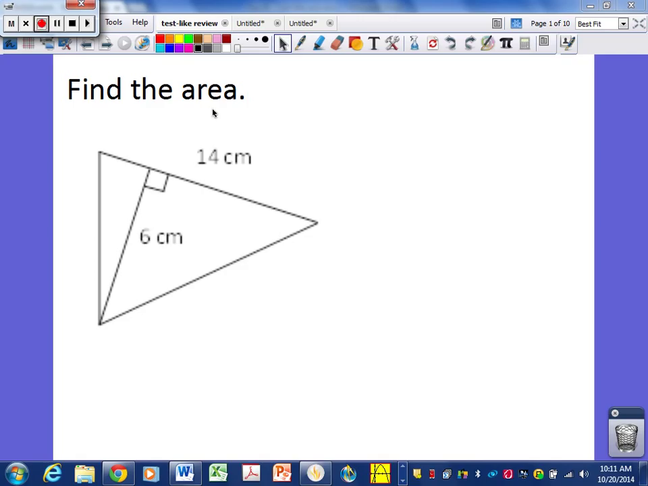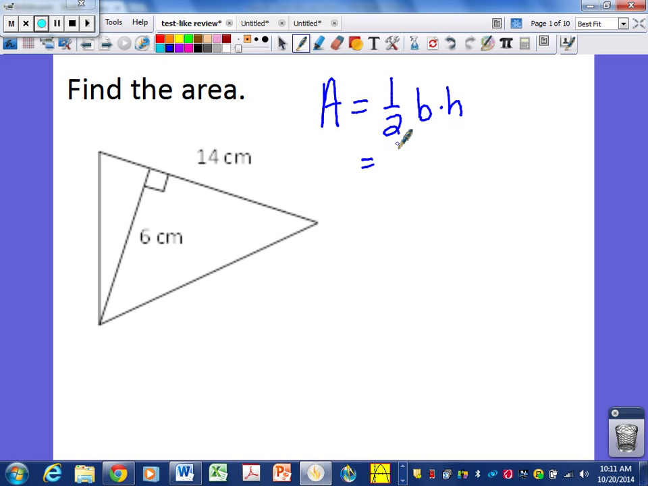So this is special right triangle applications and some triangle area stuff. The first couple should be pretty straightforward. Finding the area, so we use the area formula: 1/2 of the base times the height.